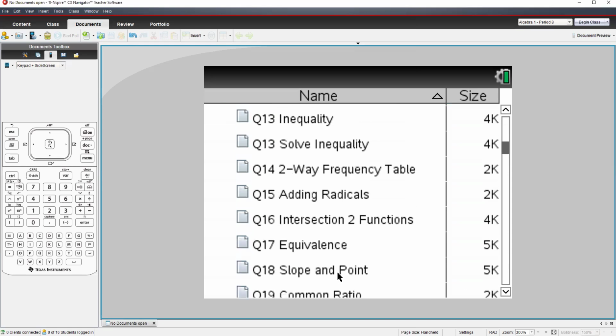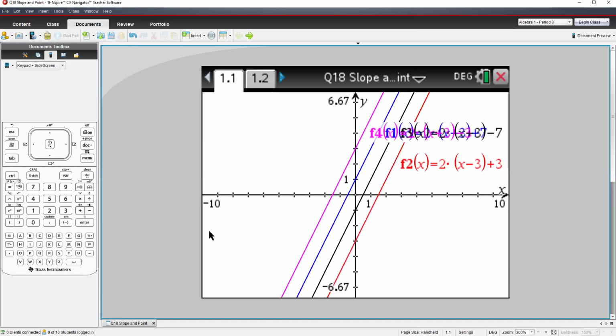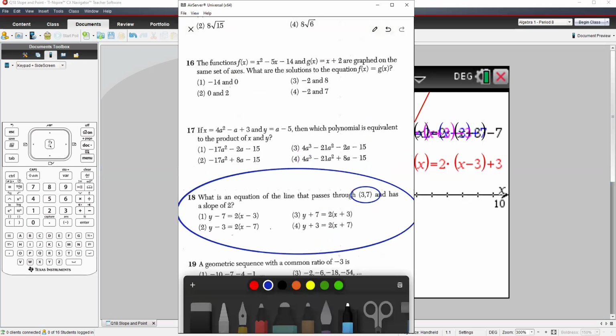All right, slope and a point. Now here's the beautiful thing. Even if you don't know which one has a slope of 2, you can see that they all have the same slope. These are all parallel lines, so that part is pretty simple. But here's what I did. You can't graph this as a function unless you have y by itself. So that's what I did.